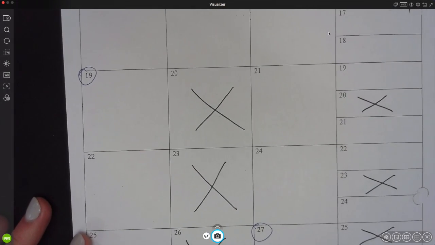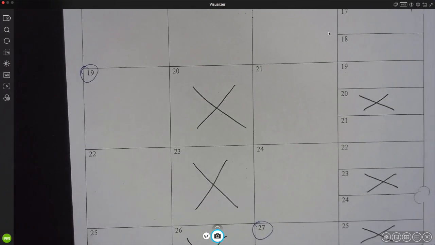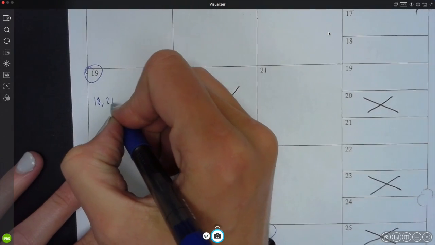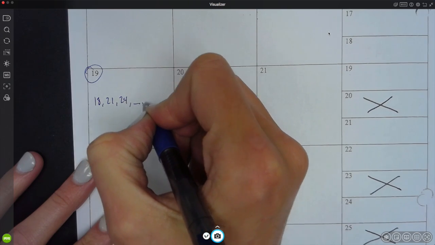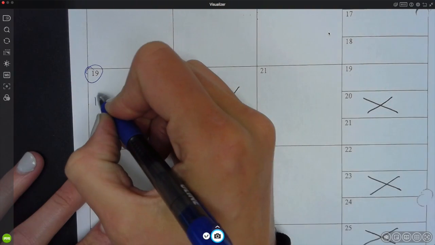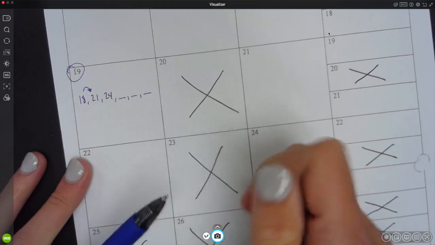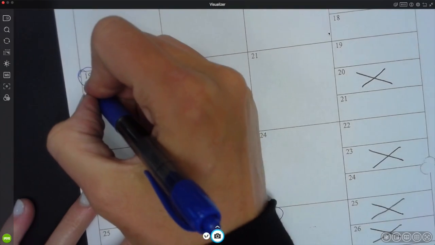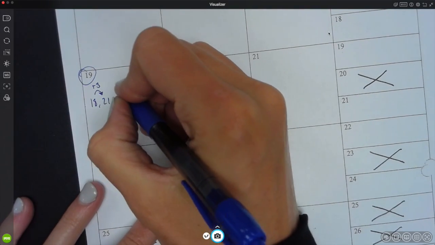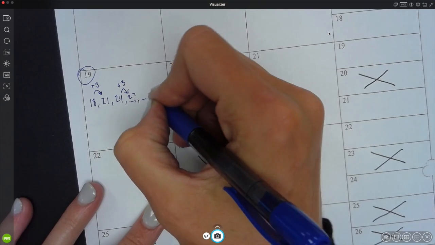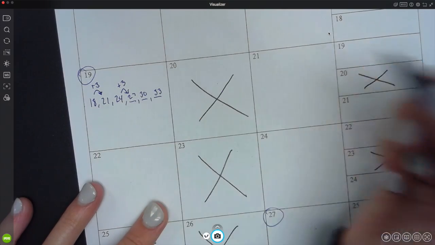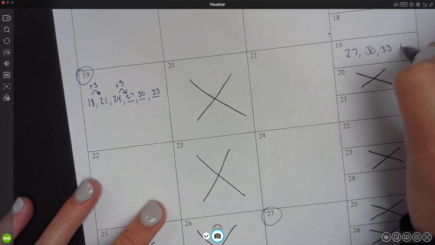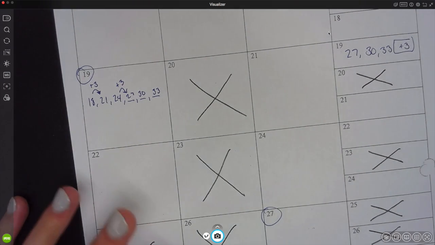Number 19 says, write the rule and the next 3 numbers of this counting sequence. So we have 18, 21, 24, and then I've got 3 more. What am I going up by? Well, 18, 19, 20, 21. I'm going up by 3. So plus 3. So what's 24 plus 3? Would be 27, plus 3 more would be 30, plus 3 more would be 33. So 27, 30, 33. Our rule is plus 3.